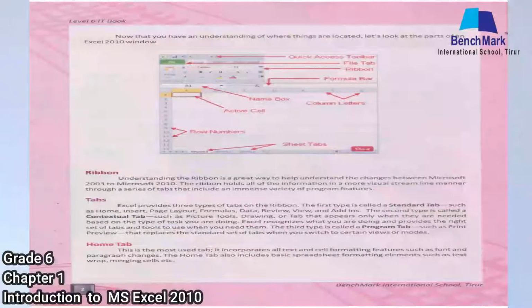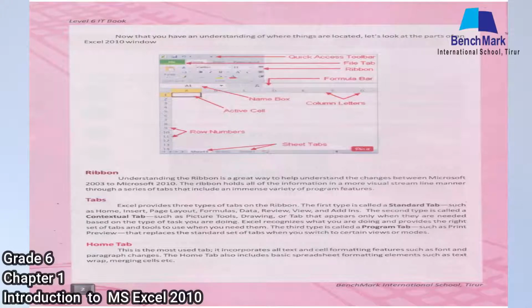Okay. And these tabs are mainly classified into three types. One is the standard tab, the other is the contextual tab, and the third is the program tab. For example, the standard tabs are home, insert, page layout, all those things. Whereas contextual tabs, what does it mean? Picture tools, drawing tools. Those are tabs that appear only when they are needed, based on the type of task you are doing. They are not available always, they come only when needed. So those tabs are called contextual tabs.